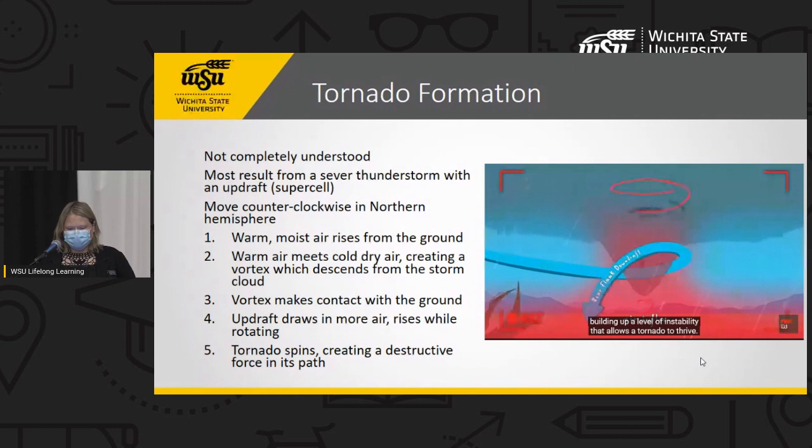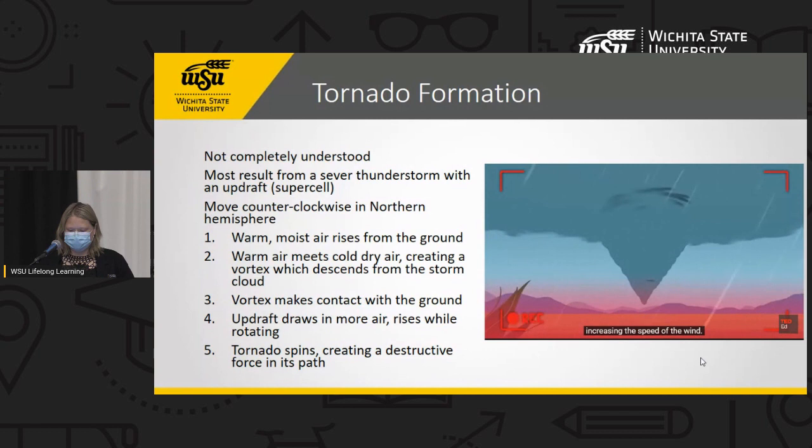Then, the mesocyclone's lower part becomes tighter, increasing the speed of the wind. If, and that's a big if, this funnel of air moves down into that large, moist cloud base at the bottom of the parent storm, it sucks it in and turns it into a rotating wall of cloud, forming a link between the storm that created it and the Earth.